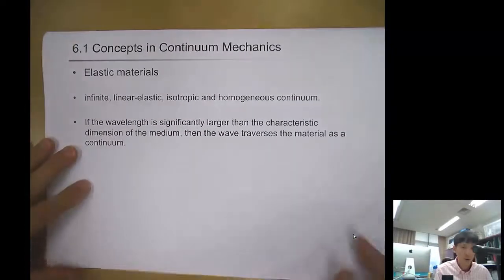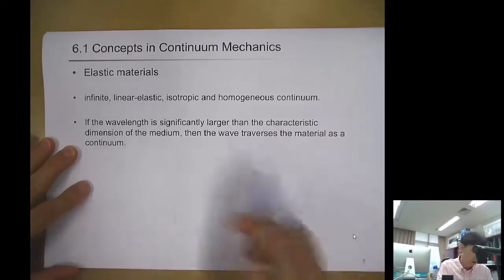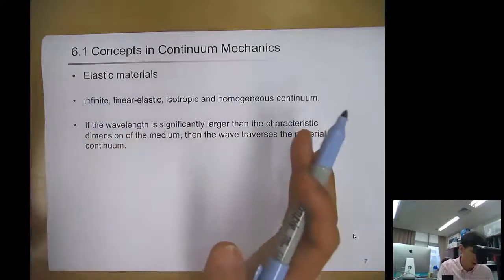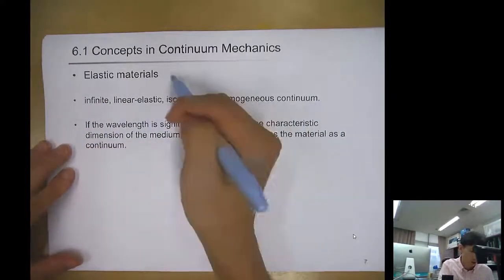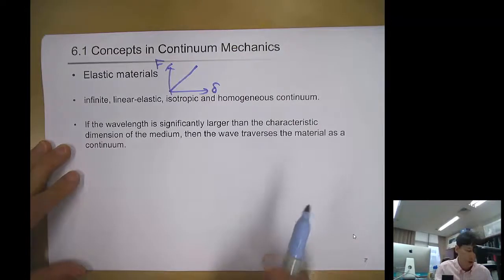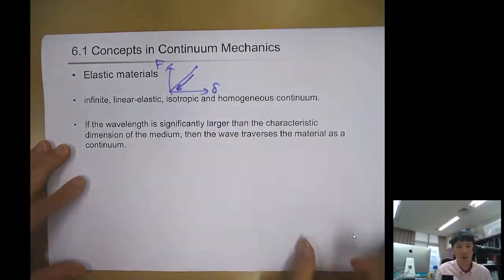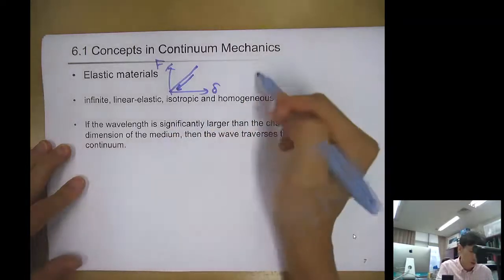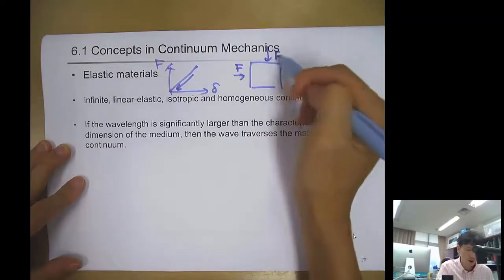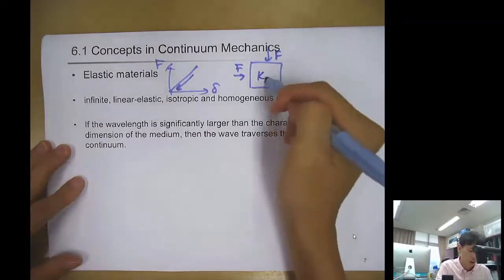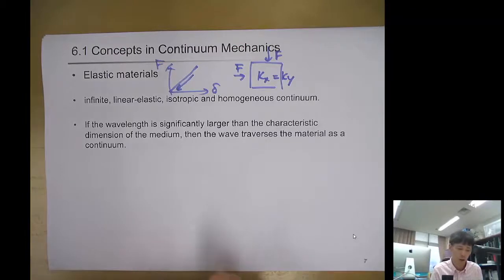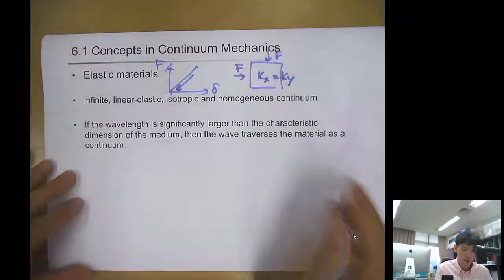So here we're going to talk about wave propagation in elastic materials. Here we assume the elastic material is an infinite medium, so there's no boundary, and it is linear elastic. When you apply a force, deformation increases linearly, and when you unload it, it goes back without any hysteresis. Isotropic means that if you apply the force in this direction or this direction, the deformation is the same, so kx is ky. The elastic moduli don't have directionality. Homogeneous means there's no speckle or heterogeneity inside.